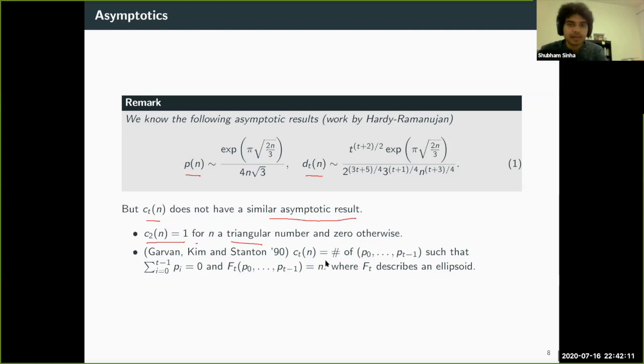But there is another characterization, at least for the number of t-cores. It's the number of t-tuples (p_0 up to p_{t-1}) of integers which satisfy two conditions. One is that their sum should be 0, and the second is some quadratic equation on these t variables which defines an ellipsoid. I've purposely not put what the equation is because that won't be relevant for us. It is relevant to prove all the things which we are going to do, but for the talk we can skip it. And we'll see what these p_i mean in the second part of the talk.